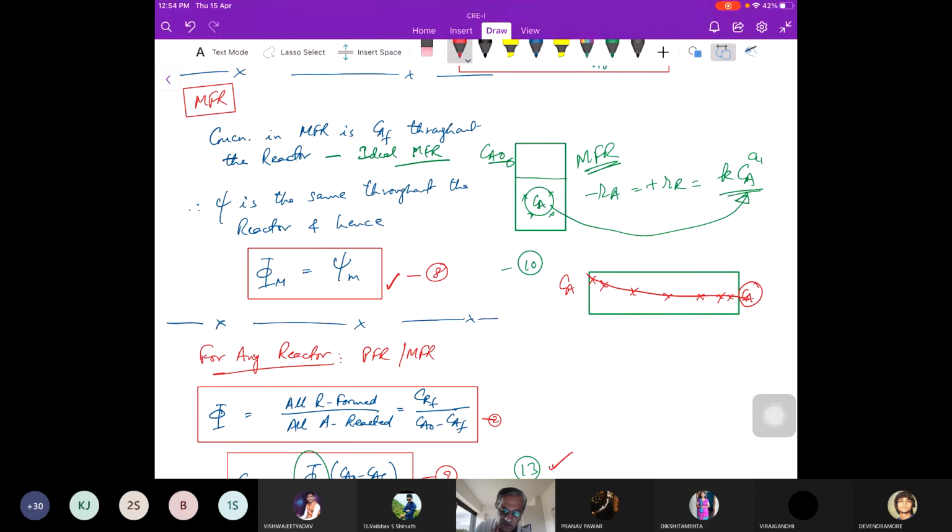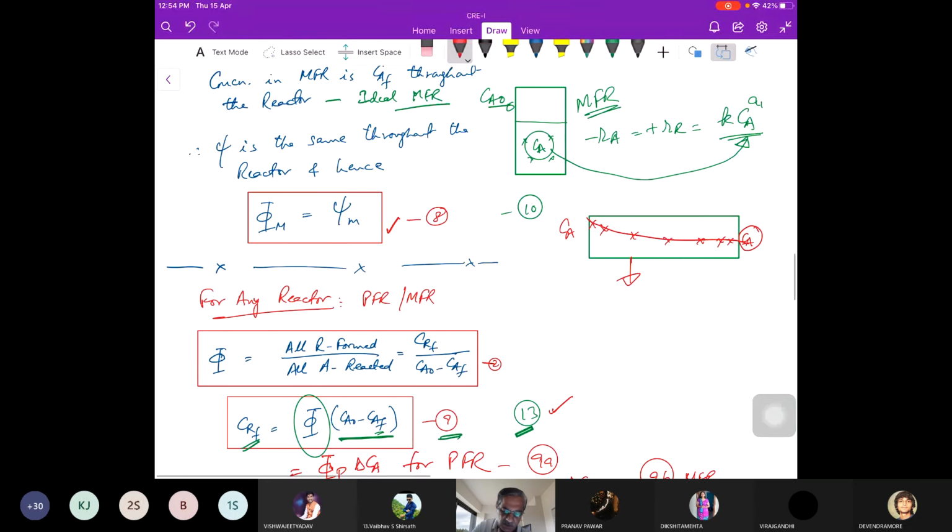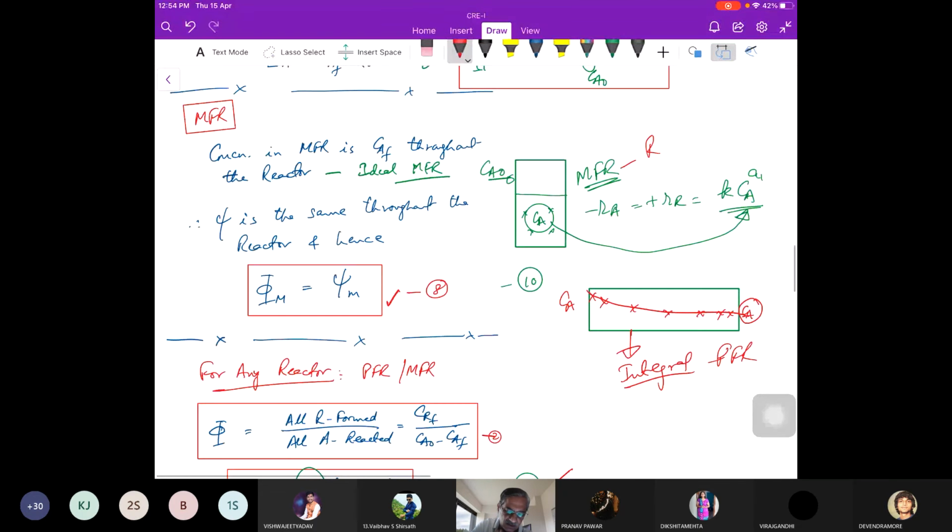So always in the plug flow reactor the rate of reaction is going to be higher than in the mixed flow reactor, and that is why we take an integral for the plug flow reactor. You know this from the beginning of Unit 2, right? So in Unit 3 we always take an integral for the plug flow reactor and a rectangle for the mixed flow reactor.